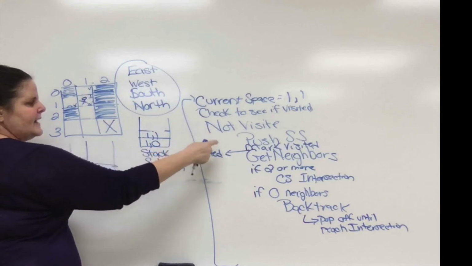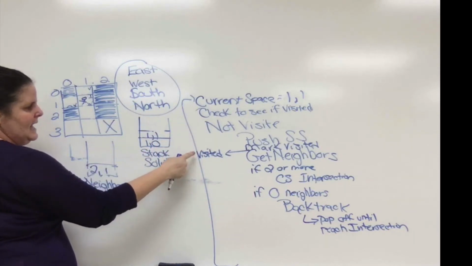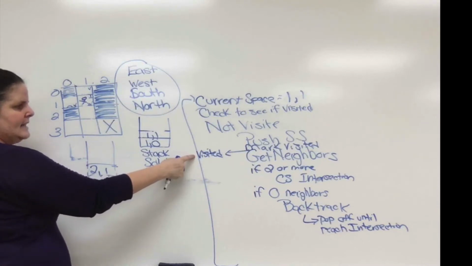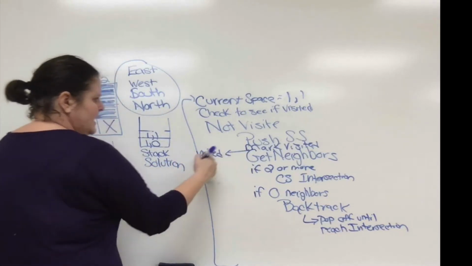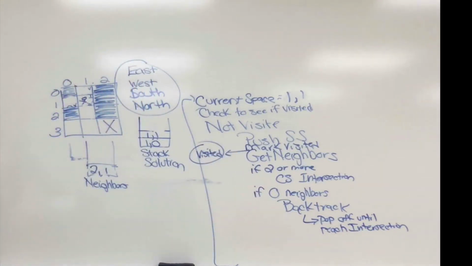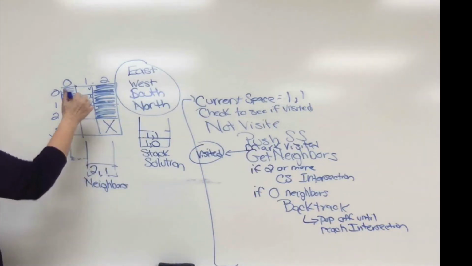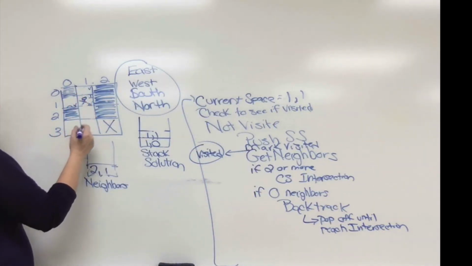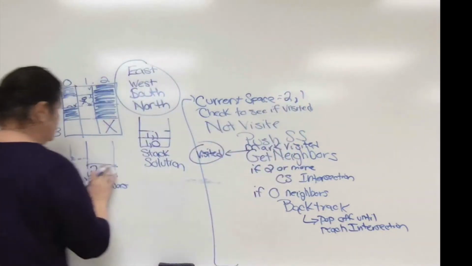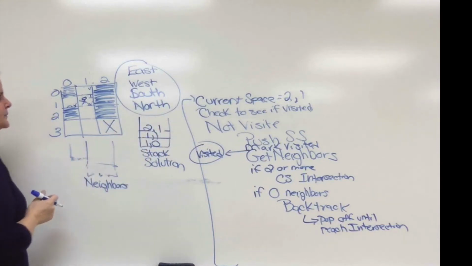The thing is if I get to the point, either one of these locations, if I get to visit it and I have no place else to go, that means if I have no more to visit here, that means the maze is not solvable. But in this case, I do have more to go. So what I'm going to do is I'm going to now put 2, 1 as my next current space. Put it inside of here.